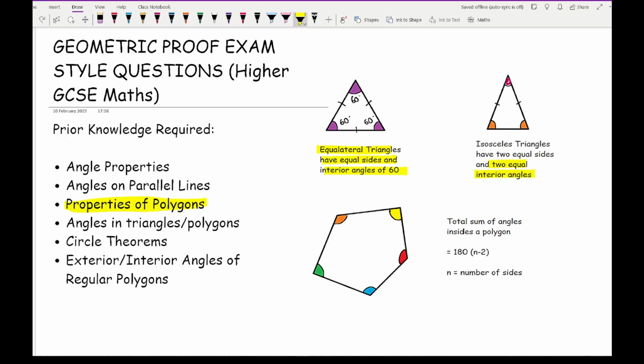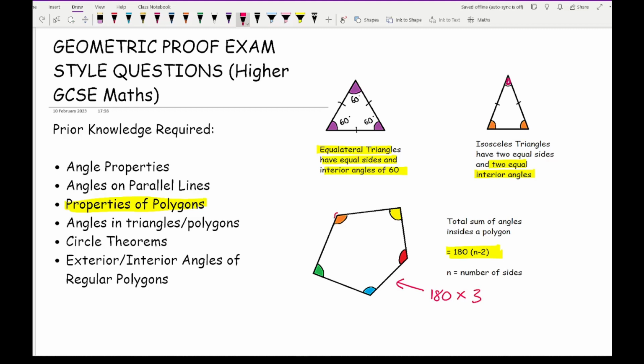The next thing we move on to is angles in a polygon. Now this doesn't need to be a regular polygon, but if you want to know the total sum of angles inside any polygon, whether it be a quadrilateral, a pentagon, a hexagon, a heptagon, etc., then we can generally use this rule here, which is 180 multiplied by the number of sides take away 2. So here we've got a 5-sided shape, so to work out the total sum of angles inside this shape, it'll be 180 times 5 take away 2, which is 3.